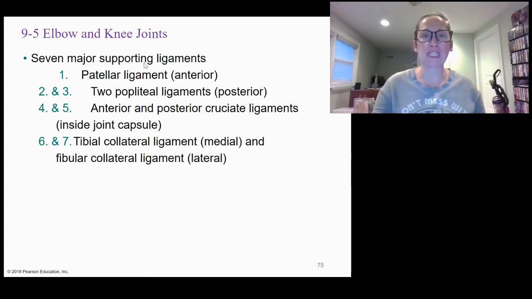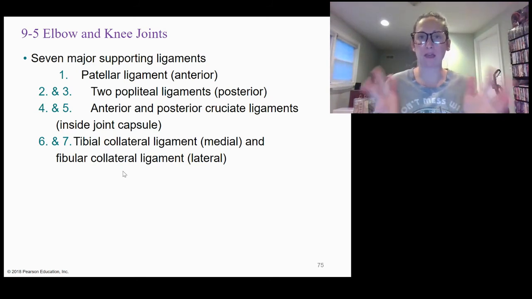Here are all of the ligaments that are involved in supporting the knee. That's why we call it a modified hinge, because it doesn't have any bony structures that interlock the femur and the tibia, as we've learned. It basically just is those bones on those four condylar surfaces, and then all these ligaments holding it together.